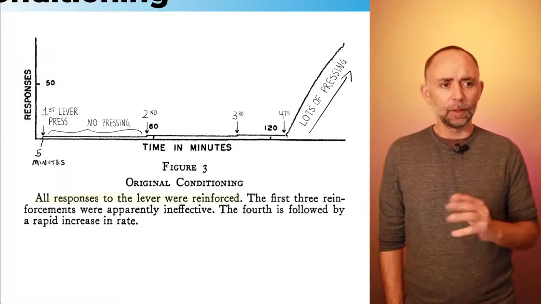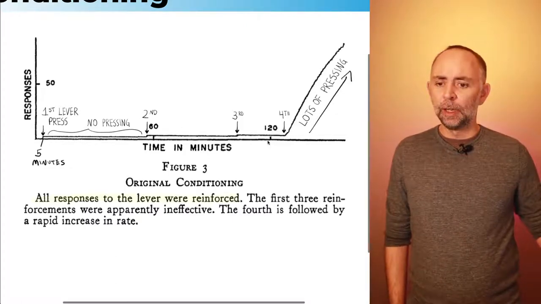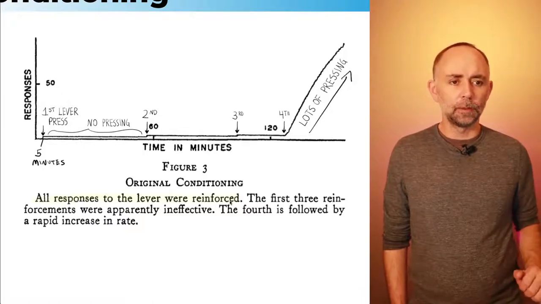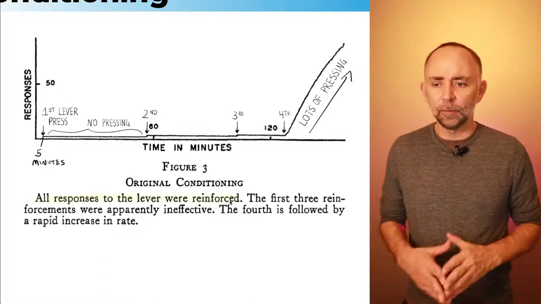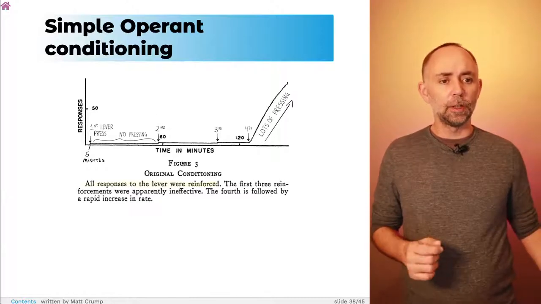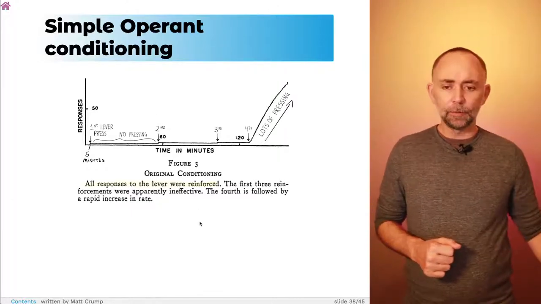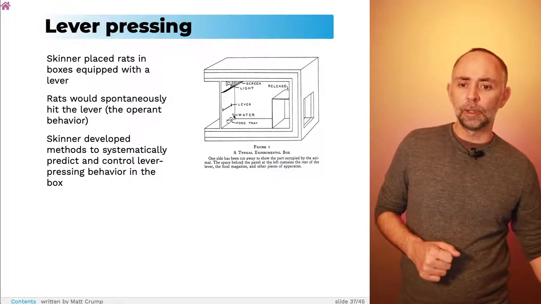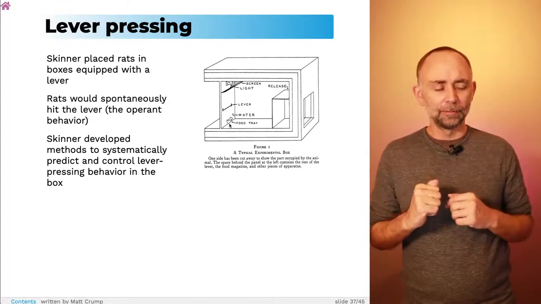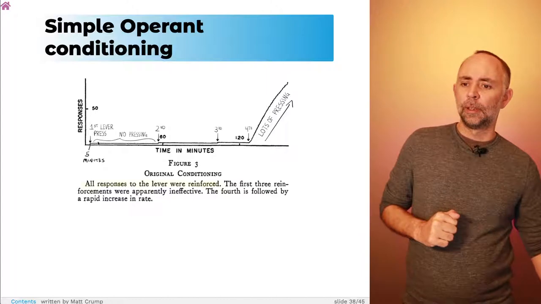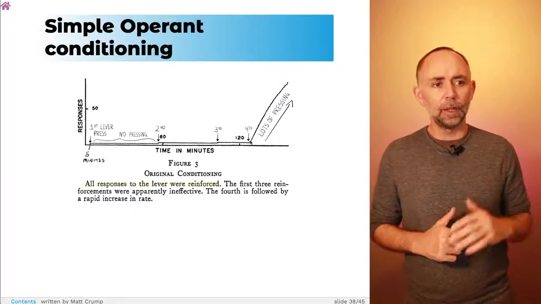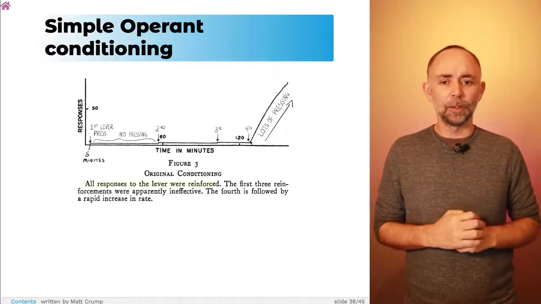Now, there's one little bit that I've been missing, and it's in yellow. All responses to the lever were reinforced. What that means is that when simple operant conditioning is occurring, whenever the animal hits the lever, they're getting some water or a food reward, a food pellet or something like that. They hit the lever, they get a reward. So at these moments in time, the first, second, third, and fourth lever press, the animal got a reward.